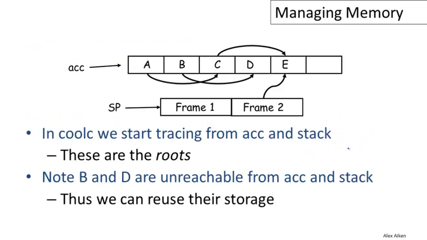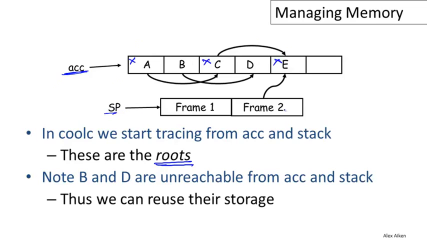So in coolc, we start tracing from the accumulator and the stack, and these are called the roots. Okay, so in garbage collection terminology, the roots are the registers from which you begin tracing out all the reachable objects. And if we do that here, so you see here we have our objects, here we have our accumulator, and our stack pointer. And so we can just walk through this little diagram of memory and find all the reachable objects. So the accumulator points to object A, so we'll mark that as reachable. A points to C, so we'll mark it as reachable. C points to E, so we'll mark it as reachable.